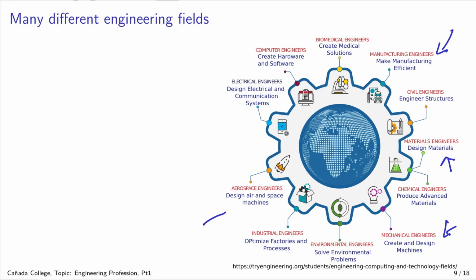You might want to fly, or rather send machines into air or into space, in which case you want to become an aerospace engineer. You want to design software and hardware, become a computer engineer. You want to design ways to communicate and also utilize and generate electrical energy. You might want to be an electrical engineer. You might want to solve grand problems in the environment. You might want to become an environmental engineer, and so on and so forth. There are many different fields, as you can see from this example here.